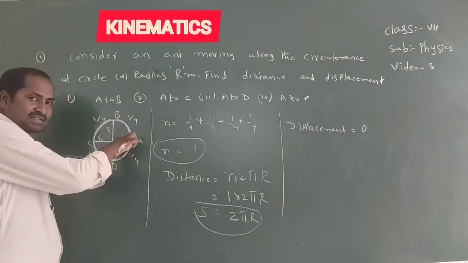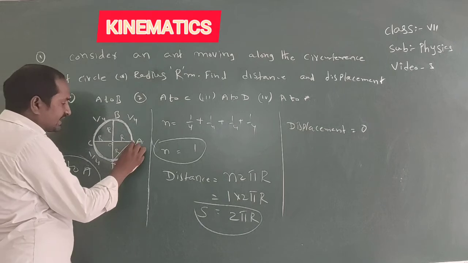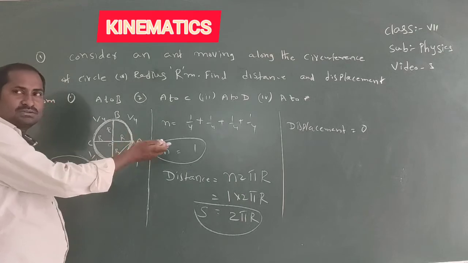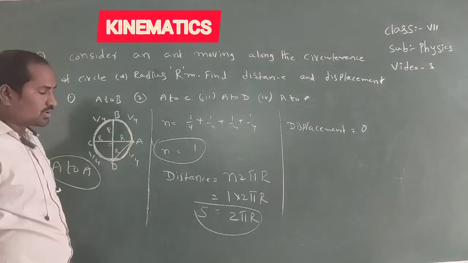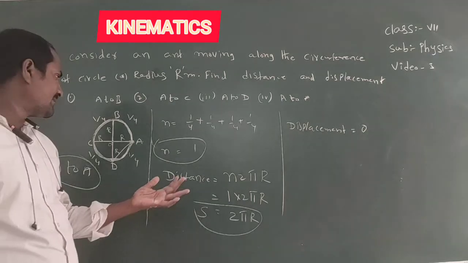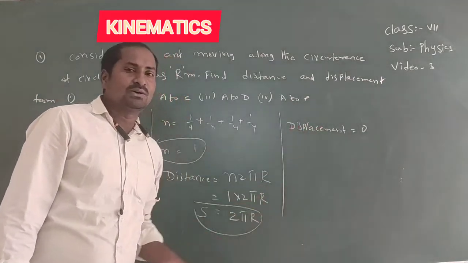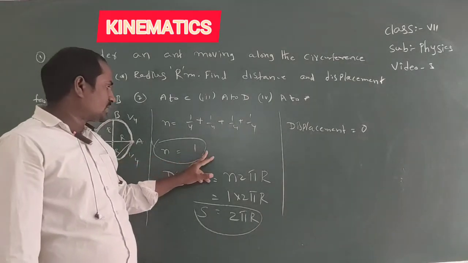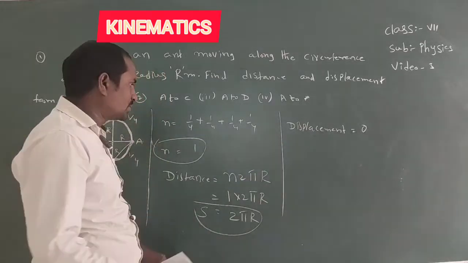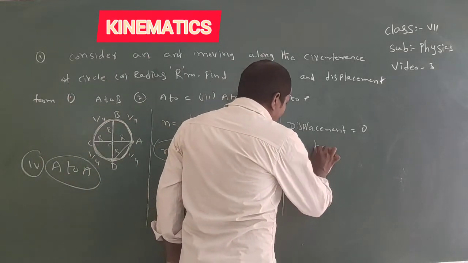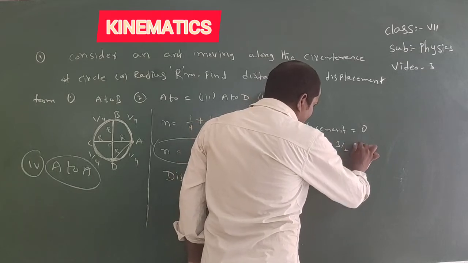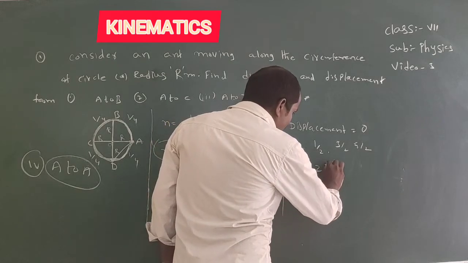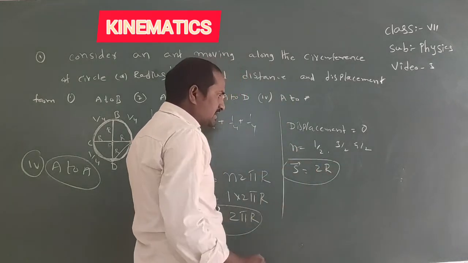One time completed: the starting point is A, the ending point is A. Next, the second time, the starting point is A and again it reaches the same point A, so after 2 times also displacement equals 0. 1 time, 2 times, 3 times, 4 times, 5 times, displacement is still 0. If the body is moving in a circular path and n equals 1, 2, 3, 4, 5, 6, then displacement equals 0. If n equals 1 by 2, 3 by 2 or 5 by 2, displacement equals 2 into r, that is 2r.